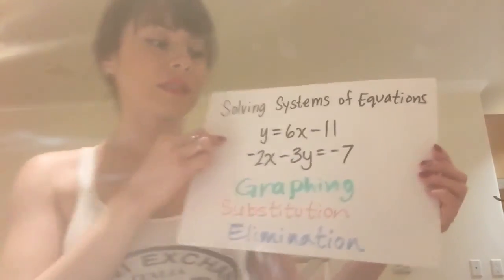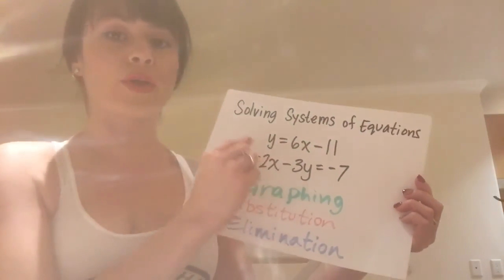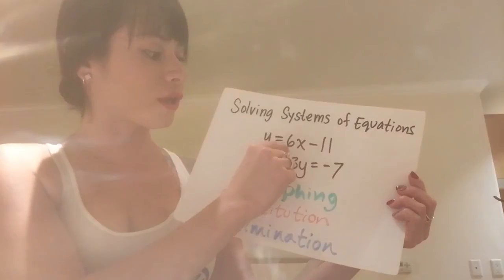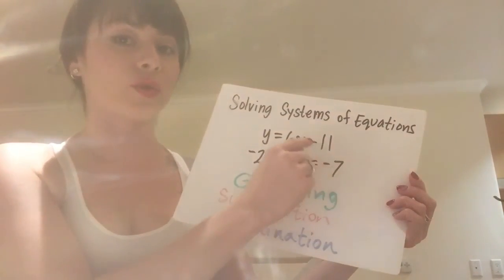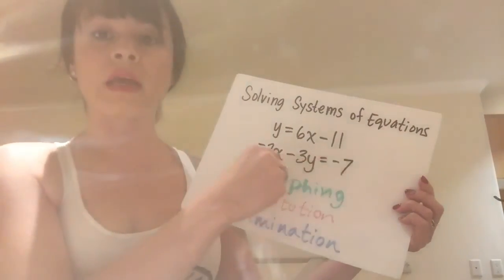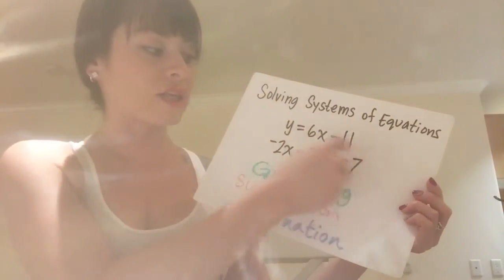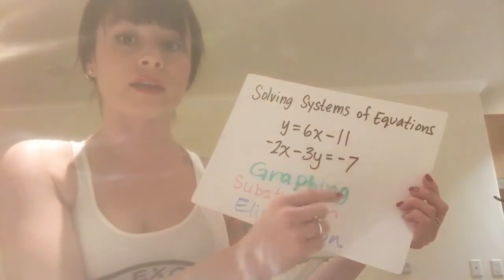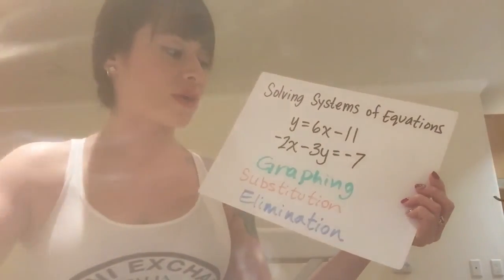So if you notice, this equation is already in what is called slope-intercept form, where you have y equals your slope, which is the 6, and then the negative 11 actually represents your y-intercept. If you notice on this one, we don't have y equals. So that has to be our first step, which is to change this equation, which is in standard form right now, and change it into slope-intercept form. So I'm going to teach you how to do that.